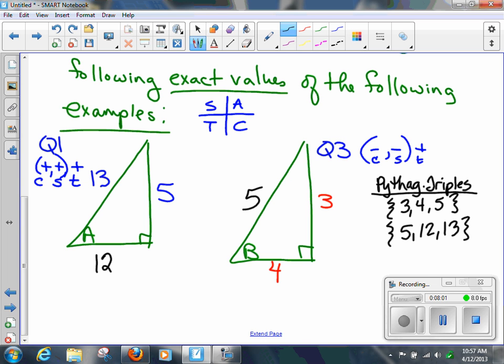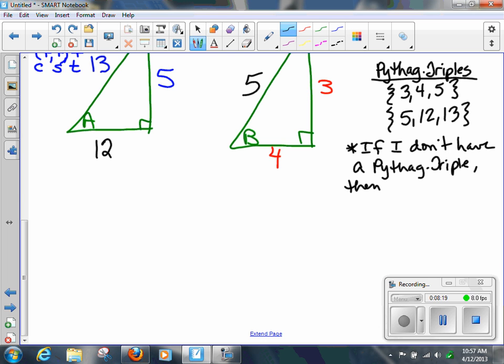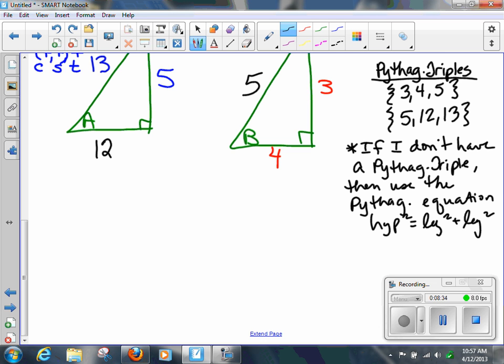Now, if I don't have a triple, then what do I have to use? Please write that down. If I don't have a Pythagorean triple, then use the Pythagorean equation: hypotenuse squared equals leg squared plus leg squared. Some of you use the ABC thing. You write that down if that's what you use.